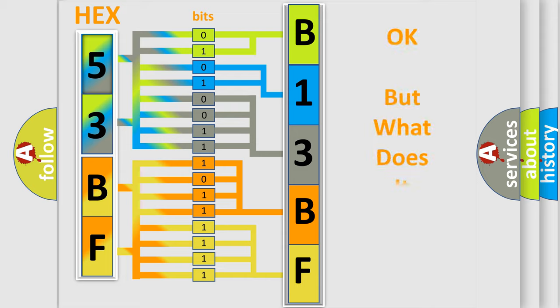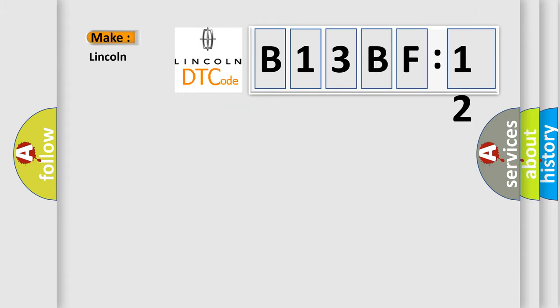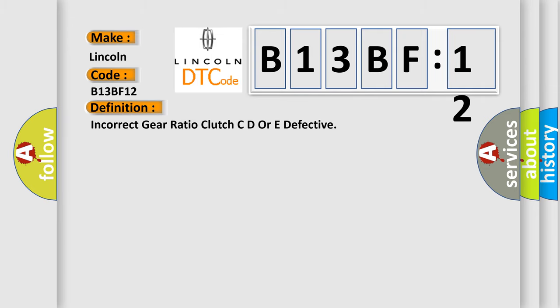The number itself does not make sense to us if we cannot assign information to what it actually expresses. So, what does the diagnostic trouble code B13BF12 interpret specifically for Lincoln car manufacturers? The basic definition is incorrect gear ratio, clutch C, D or E defective. And now this is a short description of this DTC code.